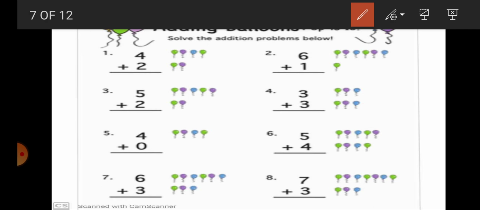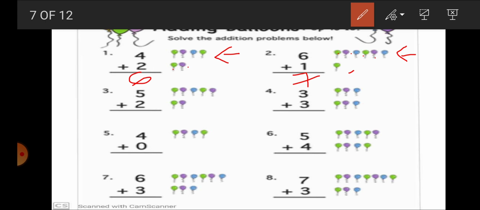Look, if the 4 is present there, then here there are 4 balloons plus 2 more balloons. To start counting after number 4, after 4 there will come 5 and 6. So our answer will be 6. Our next sum is 6 plus 1. If we add 1 to 6, what will happen? You have seen that this is the picture of 6 balloons. Want to check it? 1, 2, 3, 4, 5 and 6. After 6 comes 7. Our answer is number 7.